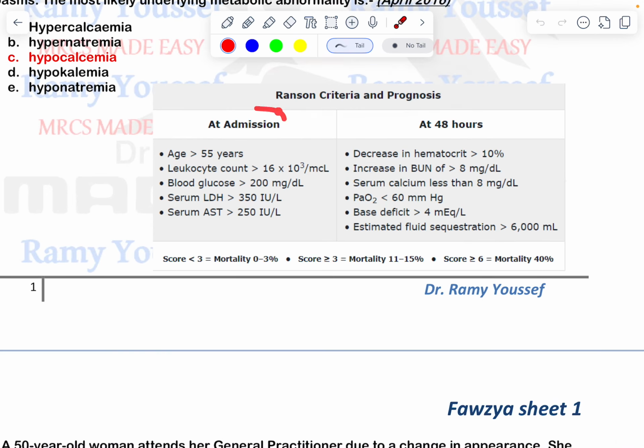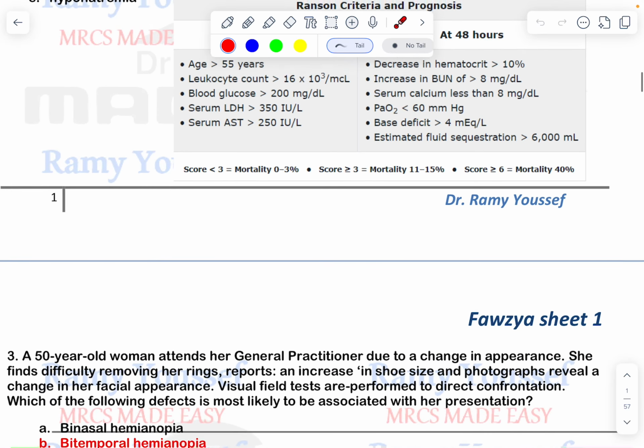So at the time of admission and after 48 hours: age, glucose, serum LDH, leukocyte, AST. Then after 48 hours, hematocrit. The important one is sequestration of fluid. There is a lot of fluid lost, third space loss, and base deficit, lactic acidosis, metabolic acidosis, and calcium is low. That's why hypocalcemia is there.